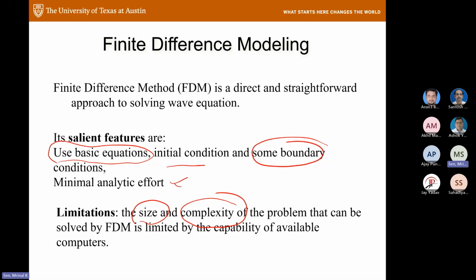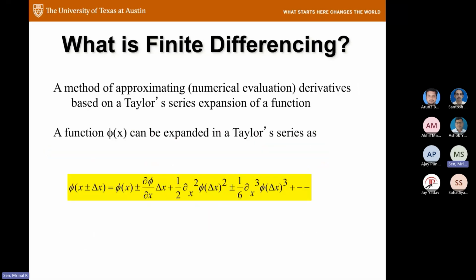So we try to use GPU, multiple CPUs, and so on. Okay, so what is finite differencing? It's very simple. Everybody in this room is familiar with the Taylor series expansion, the very basic calculus. So you represent your function, and you can say that phi of x plus or minus delta x, I can expand it in Taylor series.